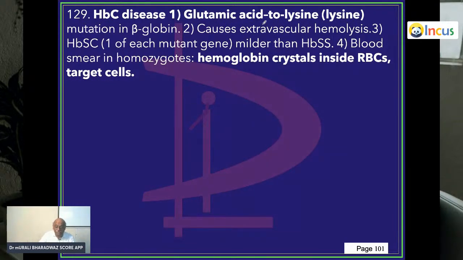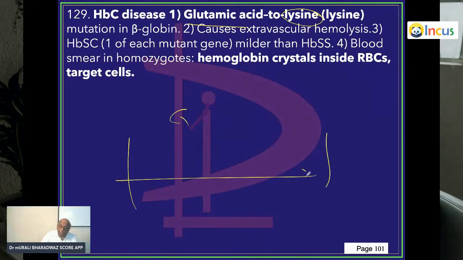Now, HbC is what? Glutamate to lysine. This is glutamate to valine. That's the reason, if you do electrophoresis, which will run fastest? A runs fastest. Slowest is HbC. Fastest is HbA. Then HbS and HbF. Then HbF. Very good.